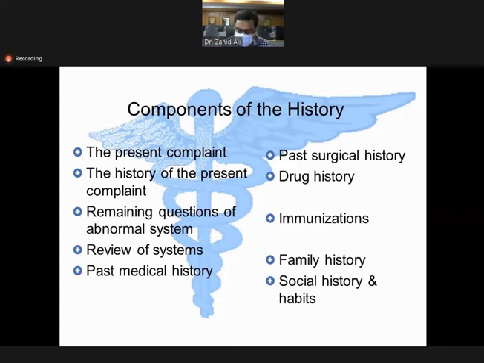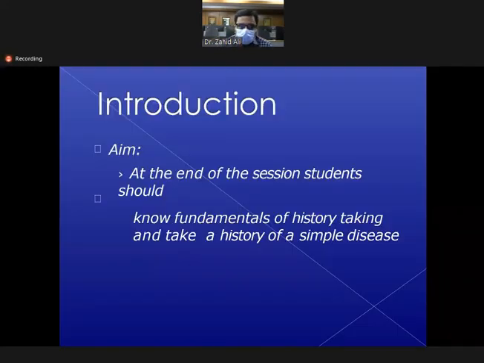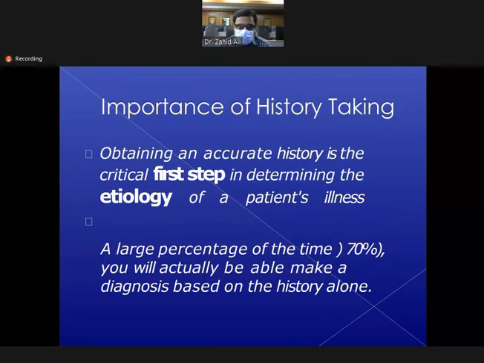That's very important. So, the students at the end of the session should know the fundamentals of history taking and take a history of a simple disease to reach a diagnosis. Obtaining an accurate history is the critical first step in determining the etiology of a patient's illness. A large percentage of the time, 70%, you will be able to make a diagnosis based on history alone. So history is so important. It's the ABC.